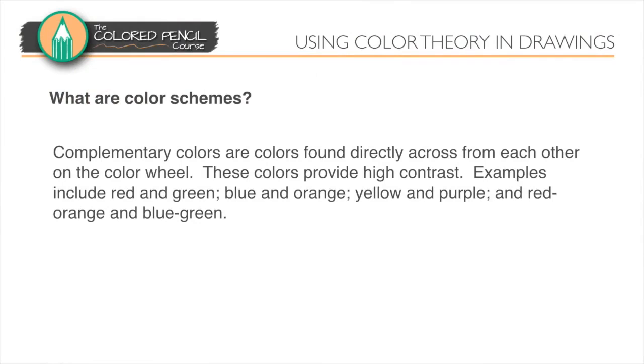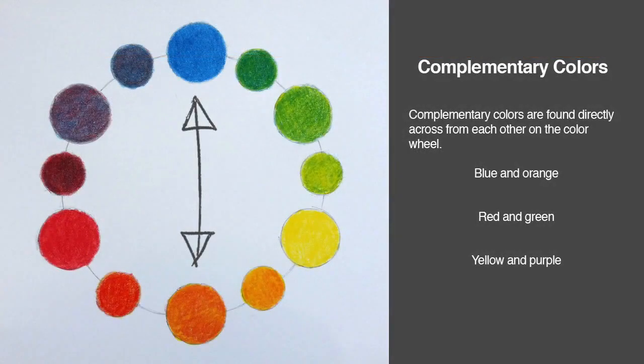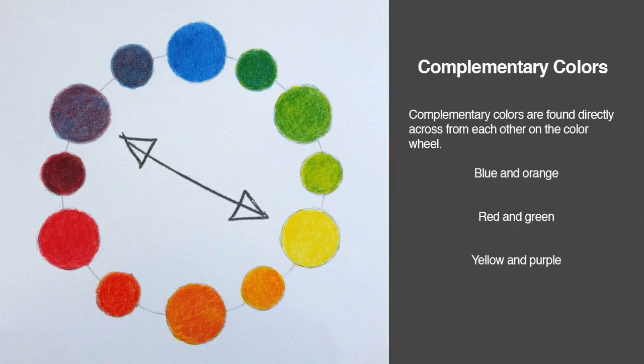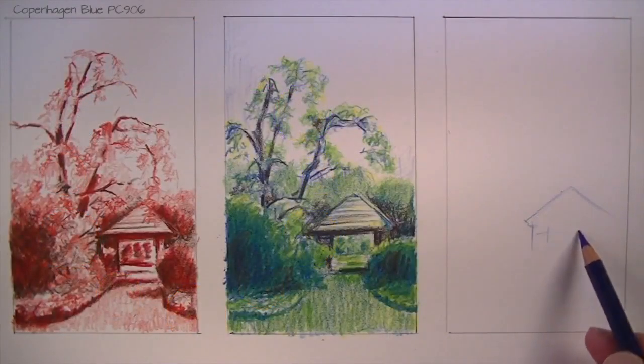Complementary colors are colors found directly across from each other on the color wheel. These colors provide high contrast. Examples include red and green, blue and orange, yellow and purple, and red-orange and blue-green. Blue and orange are directly across from each other on the color wheel, as are red and green, and yellow and purple.